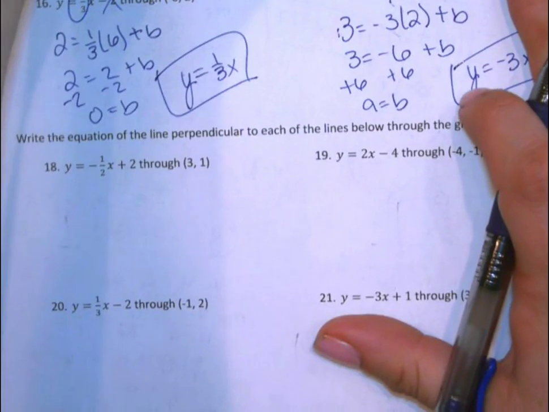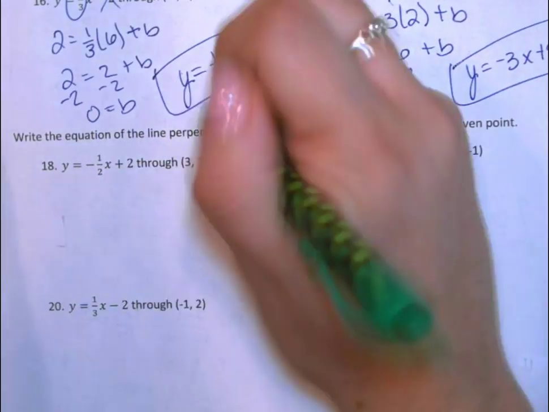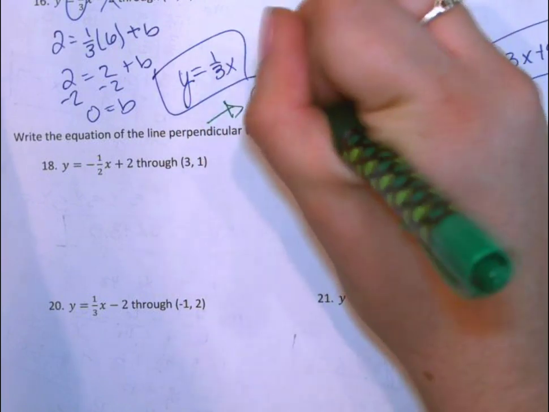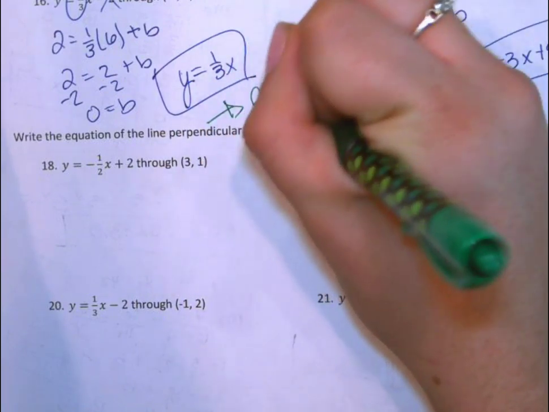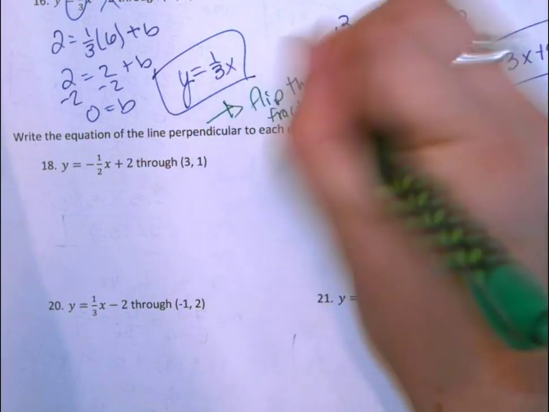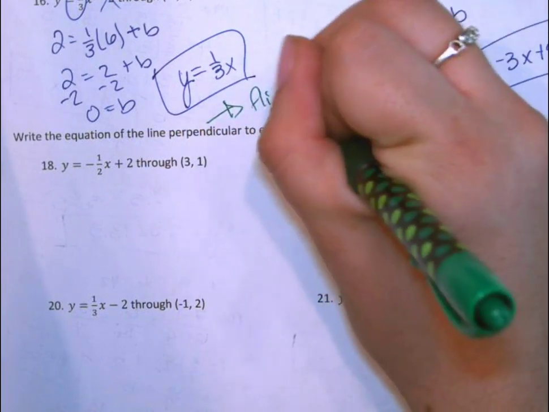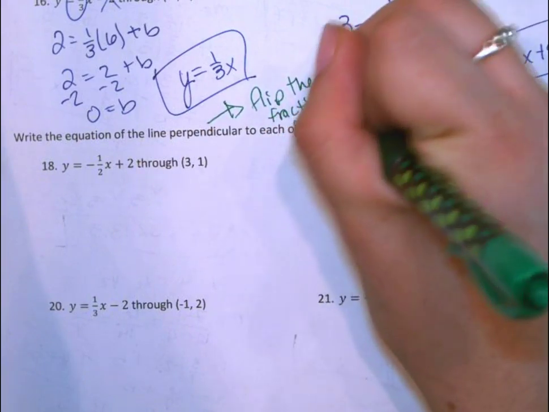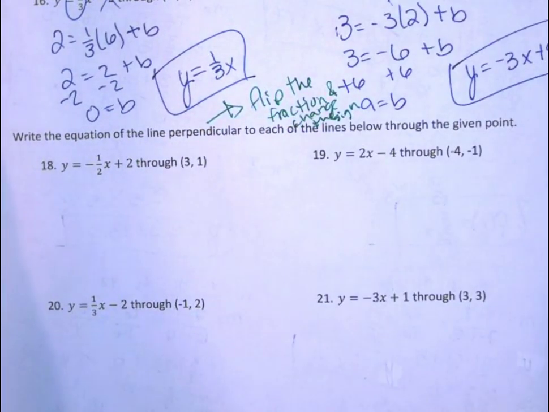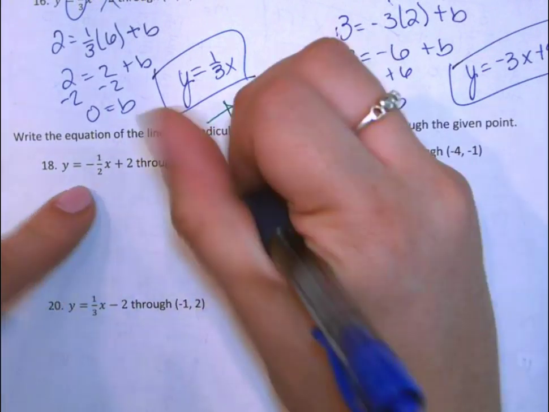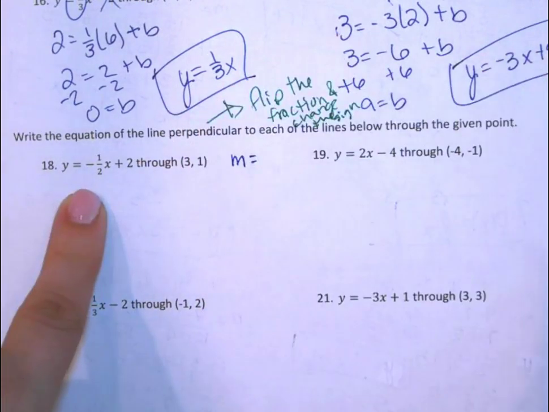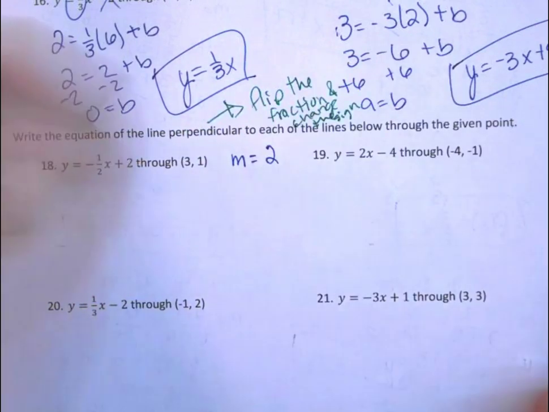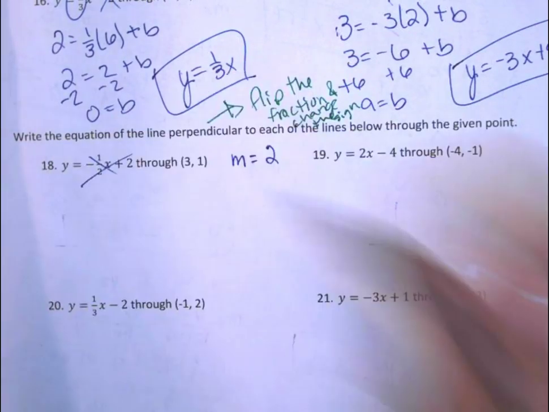Moving forward, the last 4 I have to solve are perpendicular. This means I flip the fraction and change the sign of the slope. So if it's positive, it becomes negative. If it's negative, it becomes positive. So flipping this is going to turn into a positive number, and then instead of being 1/2, it's just going to turn into 2 over 1. Then this is no longer important.